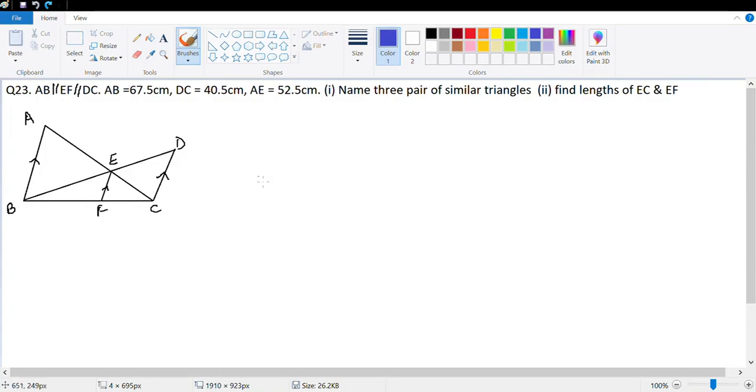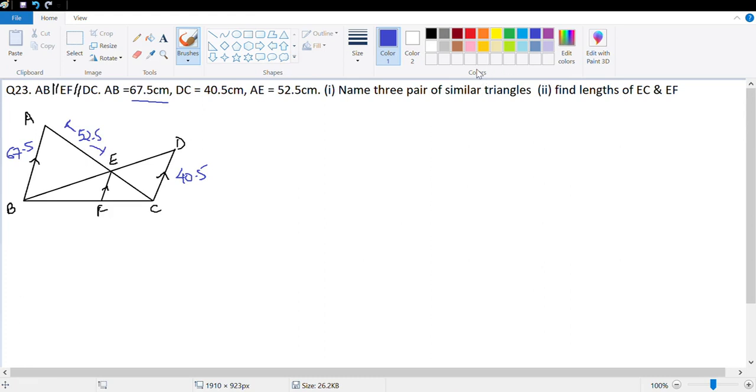Hi guys, let's look at the next question. The next question that we do is question number 23. It says in the given figure AB is parallel to EF, parallel to CD. AB is 67.5, which means this is 67.5. DC is 40.5. AE is 52.5 till here only. And name three pairs of similar triangles.